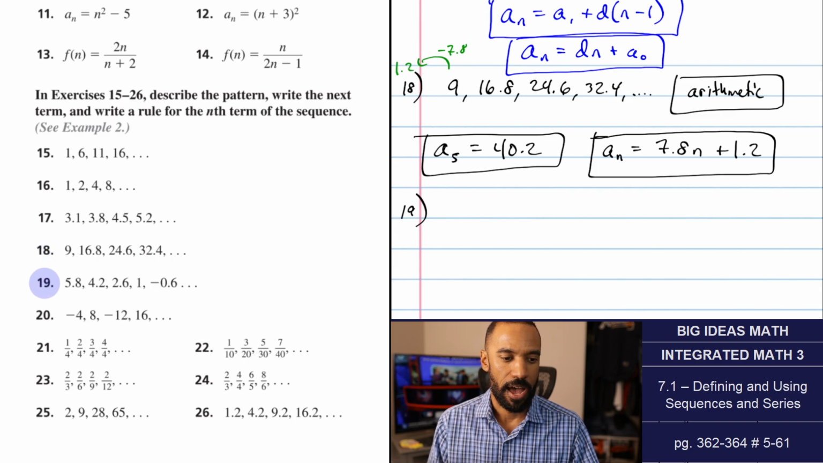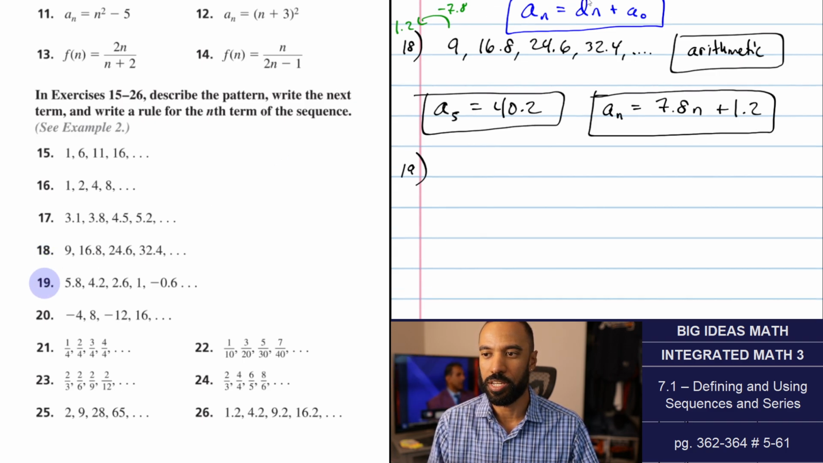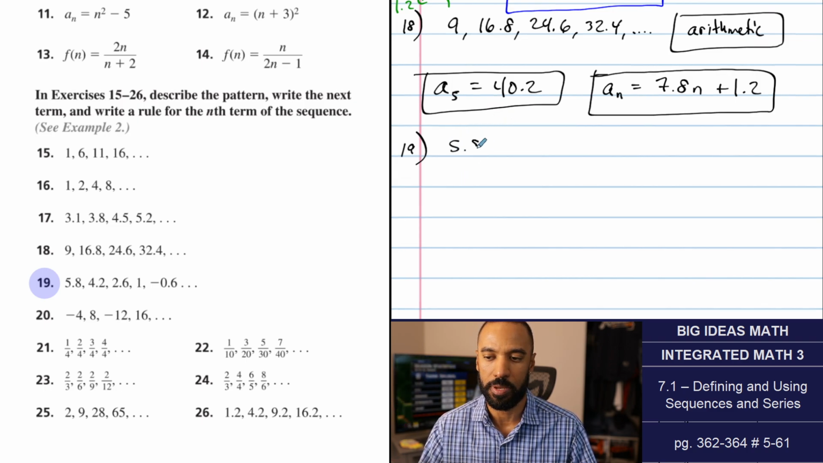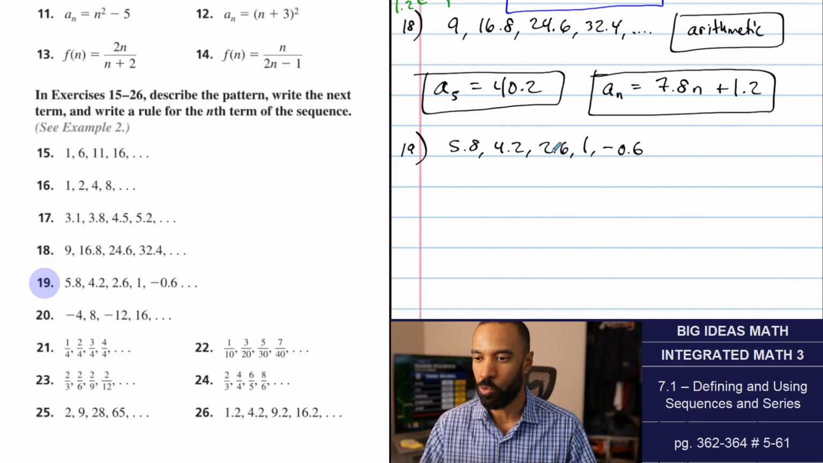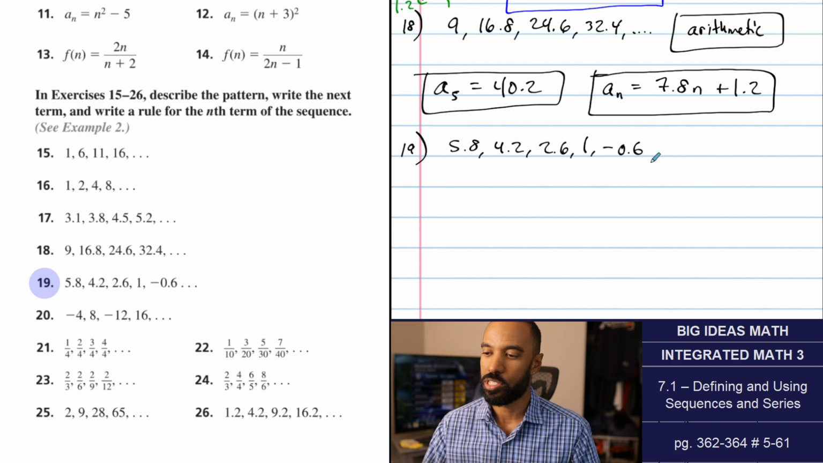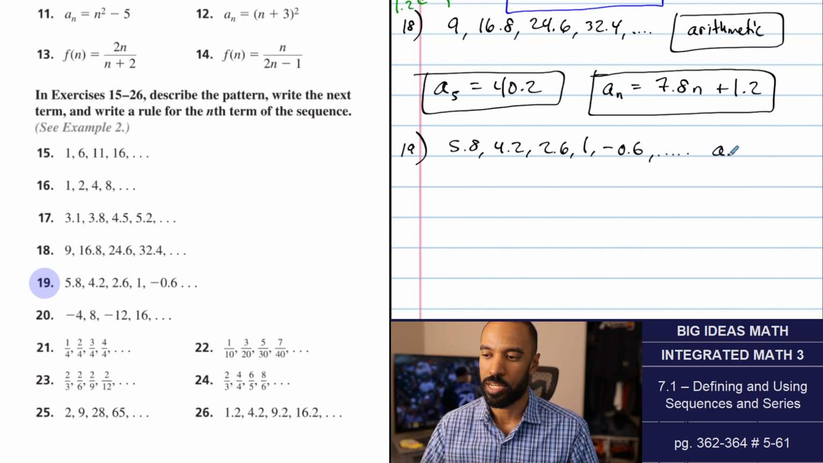The numbers are going down, and because it goes from positive to negative, that means it's definitely not a geometric sequence. So my guess is this will be arithmetic. We'll do a test to confirm, and then we have to find the common difference along the way. According to this, it looks like we're subtracting 1.6. And you'd be right. Subtracting 1.6 from one value to the next indeed makes this an arithmetic sequence.